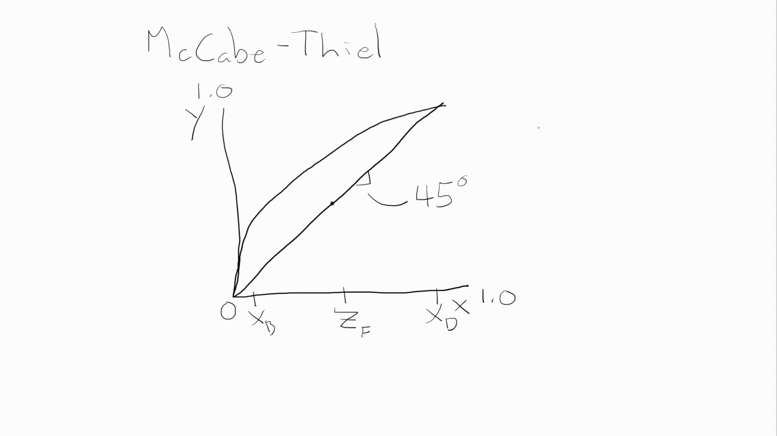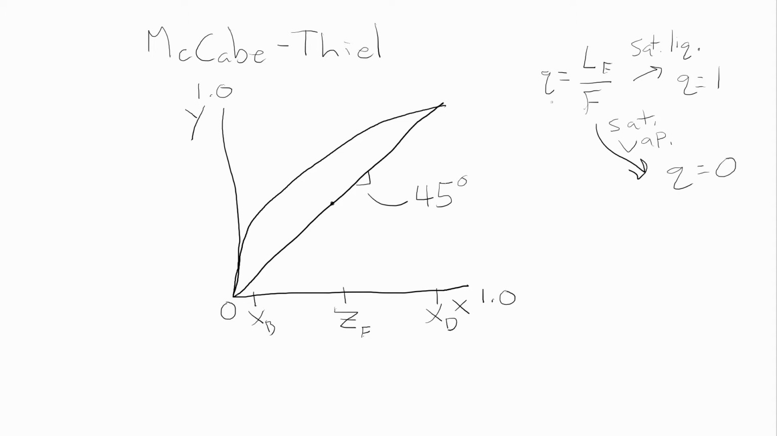Now we merely need to find the slope of the Q line in order to draw it. If you recall, q is simply equal to the amount of liquid in the feed over the total feed flow rate, so it's the fraction of the feed that's liquid. If we have a saturated liquid, of course, q is going to be equal to 1. If we have a saturated vapor, q is equal to 0.